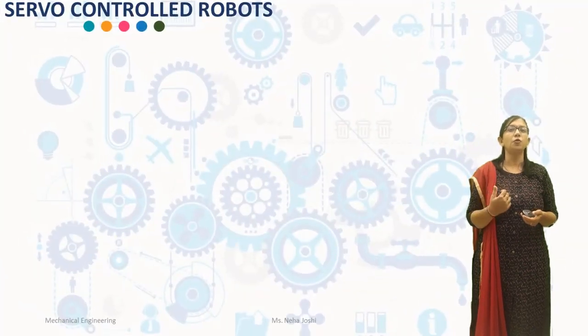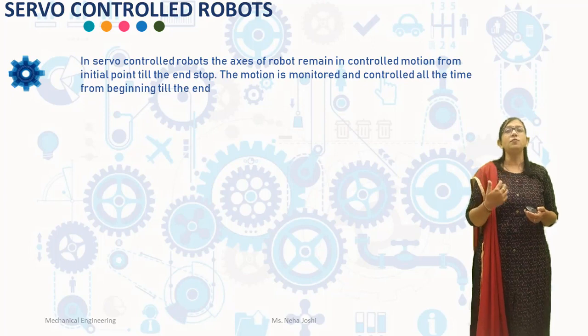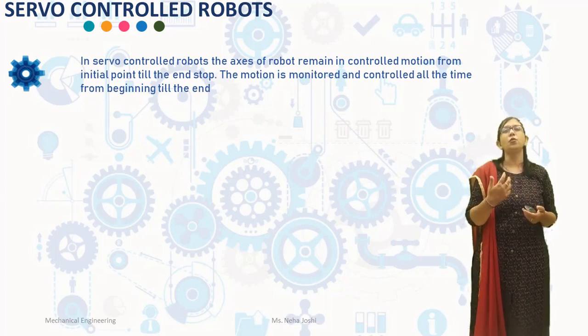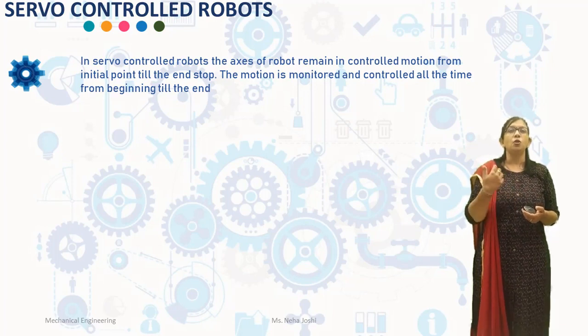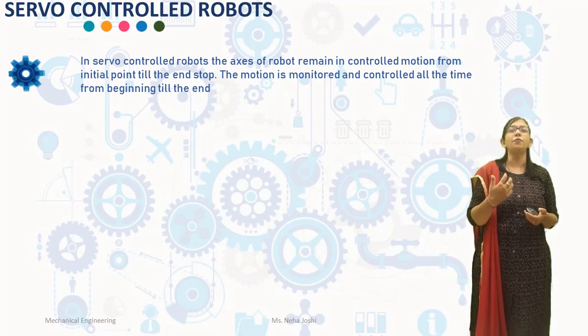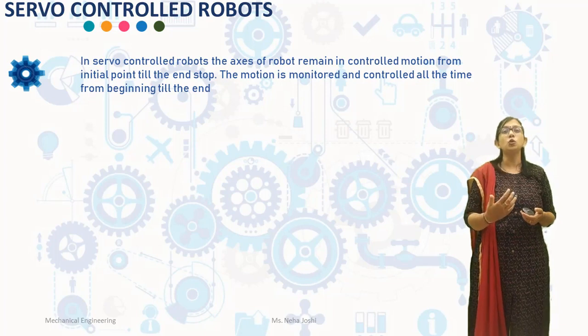Next one is servo control robots. In servo control robots, the axis of the robot remains in controlled motion, either linear or rotary, from the initial point till the end stop. The motion is monitored through sensors and controlled all the time from beginning till the end. The control system is closed loop type.